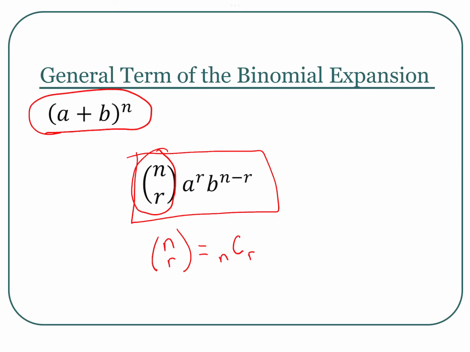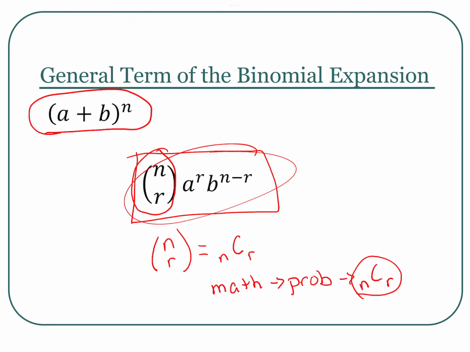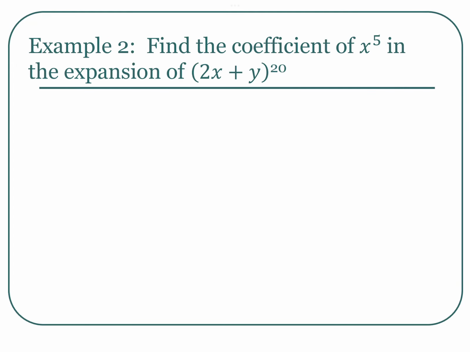So for example, in your calculator, to get to this, because it's the easiest way to do it, you're going to hit Math. You're going to go over to Prob, and then you'll see a button that says nCr. And then whatever our numbers are, we'll plug them in. So if you need help on the calculator, make sure you're coming to see me. So we're going to use this formula for our next example. So example 2, find the coefficient of x to the 5th.